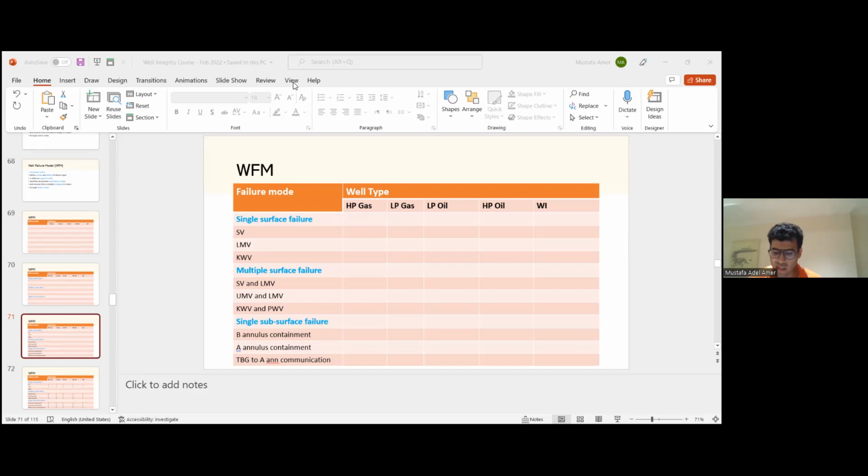And if you get suspicious at some point, so for example, I expect that the casing is leaking or the casing is corroded, you then need to run corrosion logs to know the thickness of the casing, whether you lost some or not.